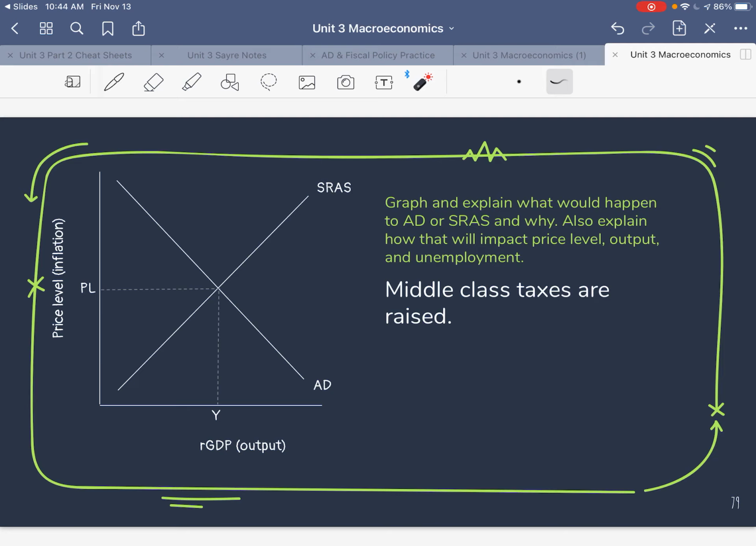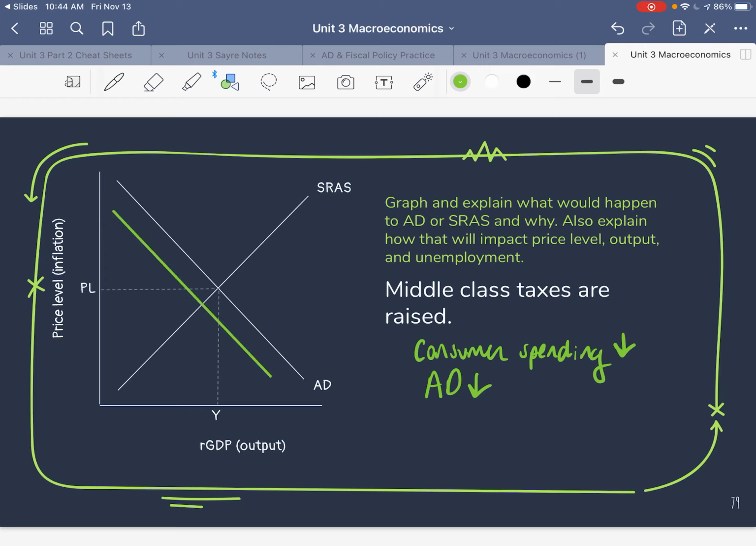So if middle-class taxes are raised, so now the people in the middle class are making less money. This is a consumer spending issue. And consumer spending is part of AD. So consumer spending will decrease because they have less money, okay? And that means that AD, because C is part of AD, will decrease as well. So let's draw that on our graph.